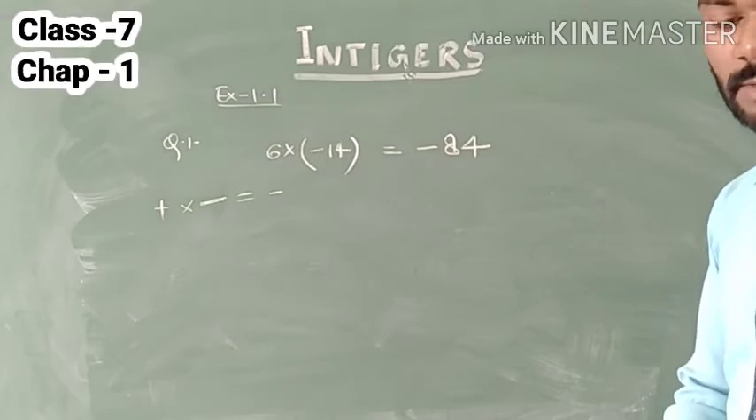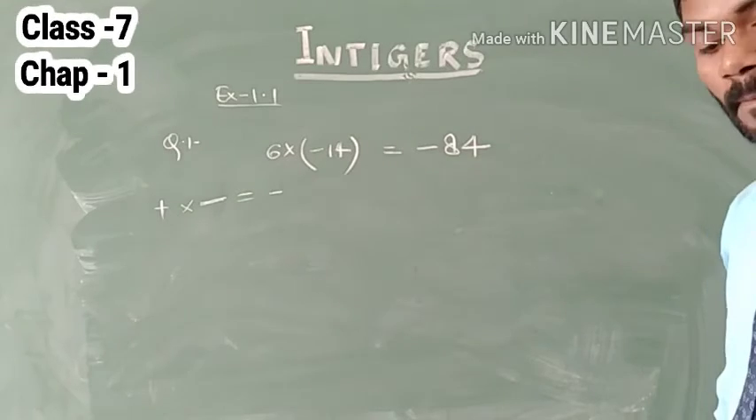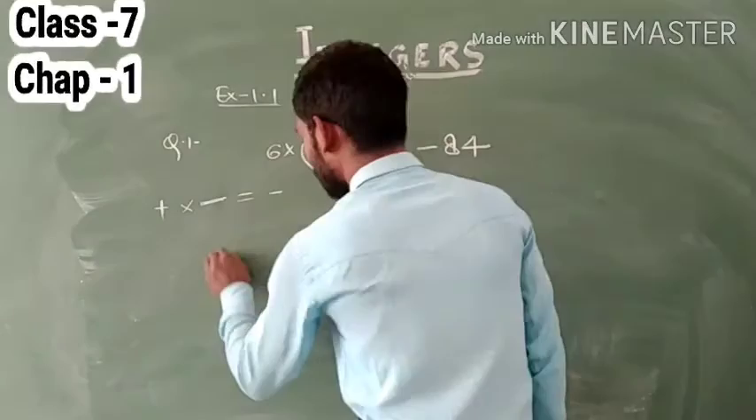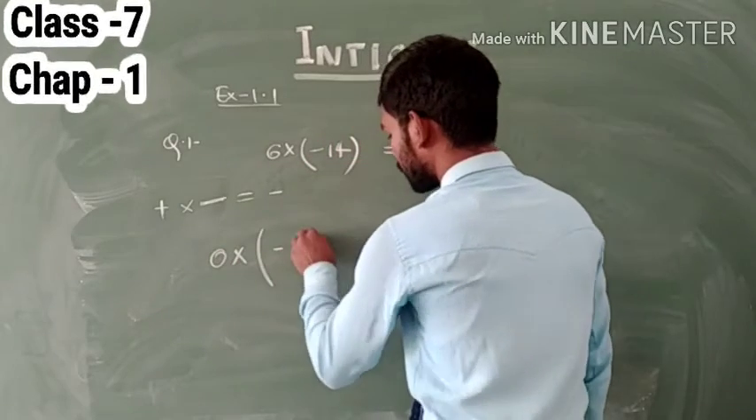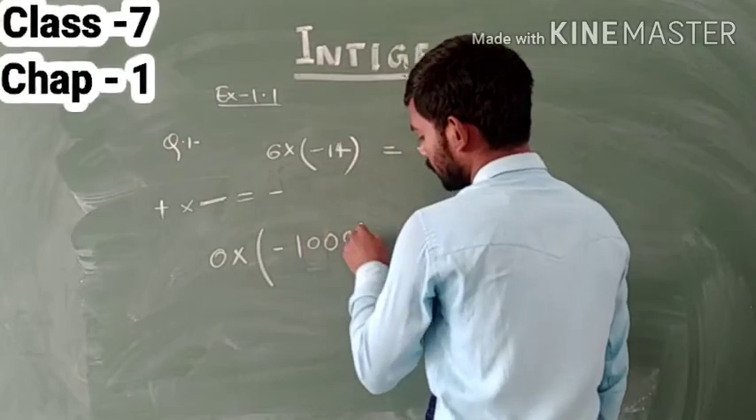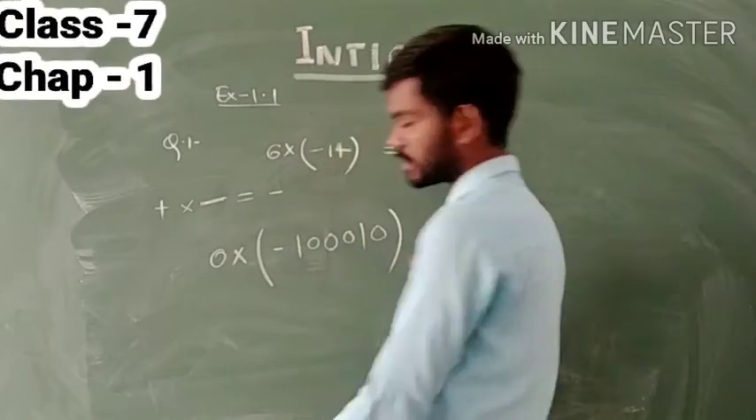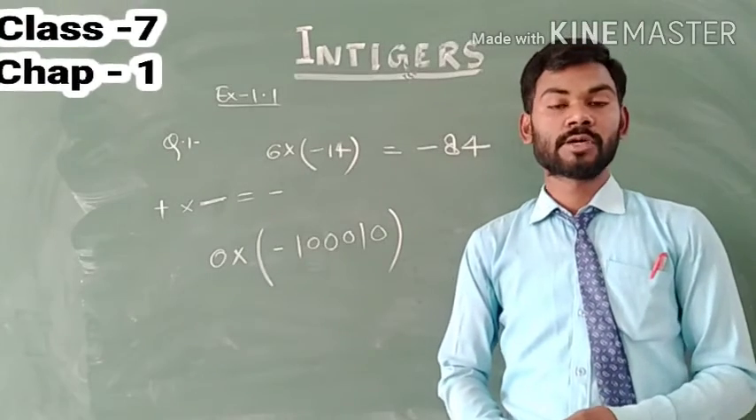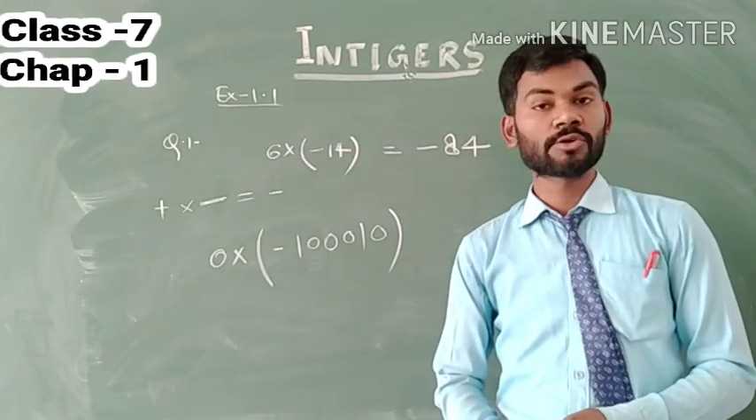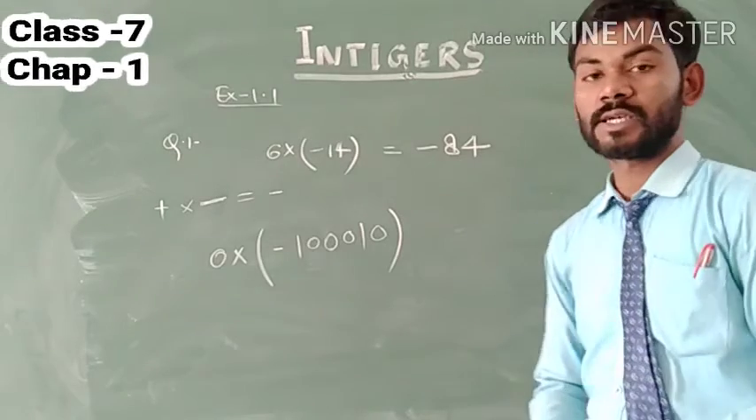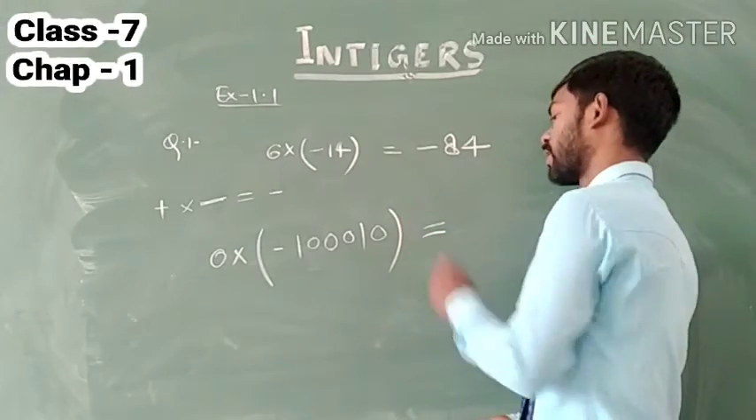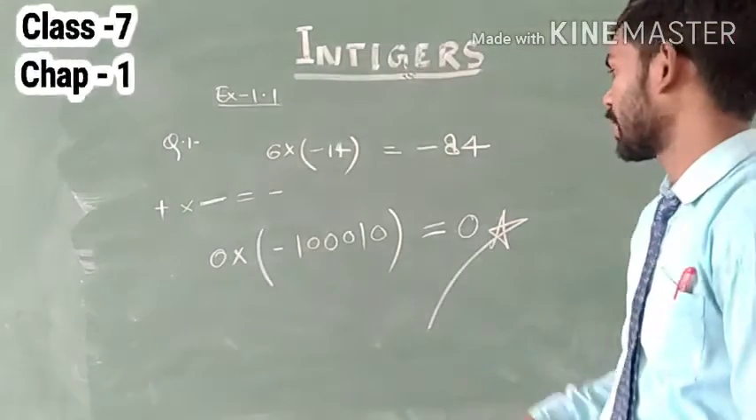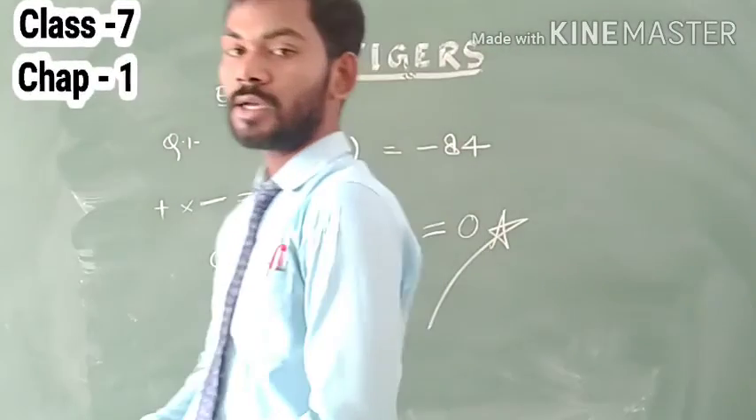Now let us see one more question, based on the zero property, and the question is 0 multiplied by minus 10010. As I told you, when a non-zero number is multiplied by 0, we always get the result 0. So here we get the result 0. Therefore 0 is the right answer.